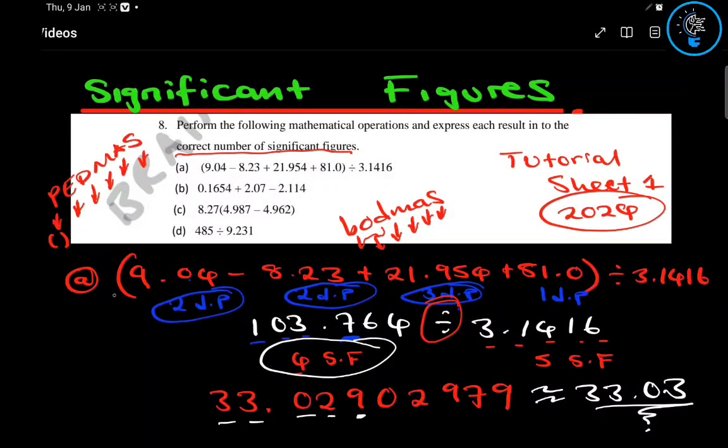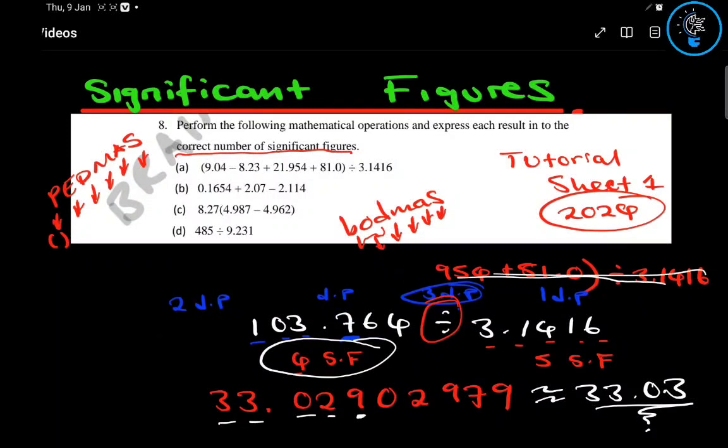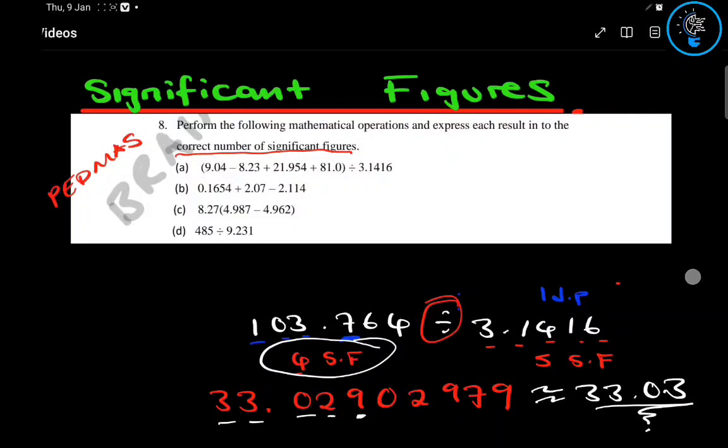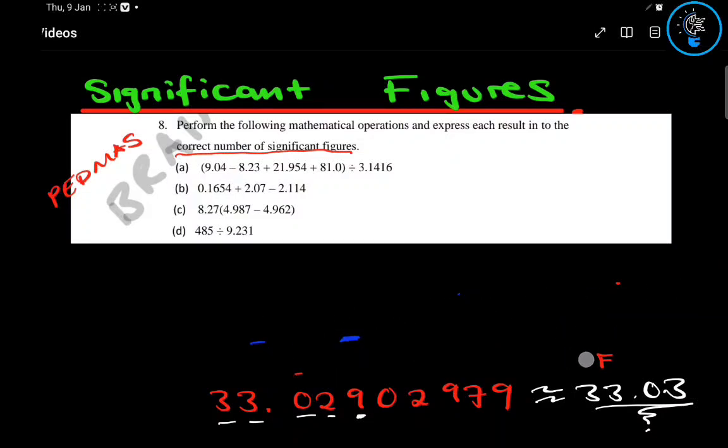figures at every step. Okay, let's do question B. Maybe you might even understand what I'm explaining better once we do question B. Okay, we'll be needing this in our future calculations.